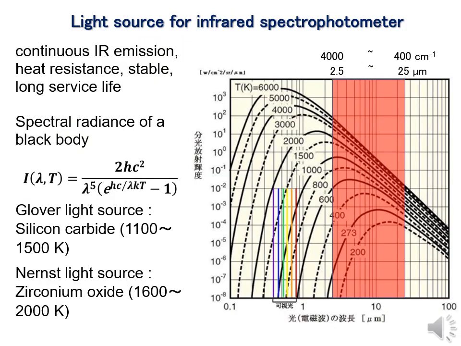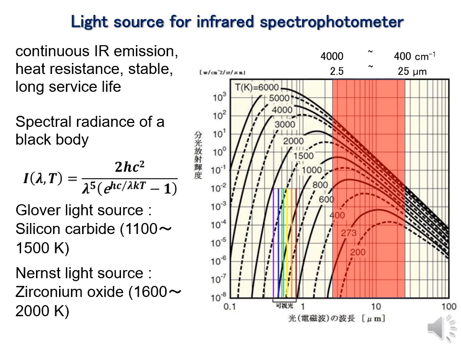First, I will explain the light source used in the infrared spectrophotometer. It is desirable that it shows a continuous emission spectrum in the infrared region, has stable light intensity, has heat resistance, and has a long life. All substances emit electromagnetic waves according to temperature. When an illuminant can be approximated with a black body, its spectral radiance is given by this equation as a function of wavelength and temperature.